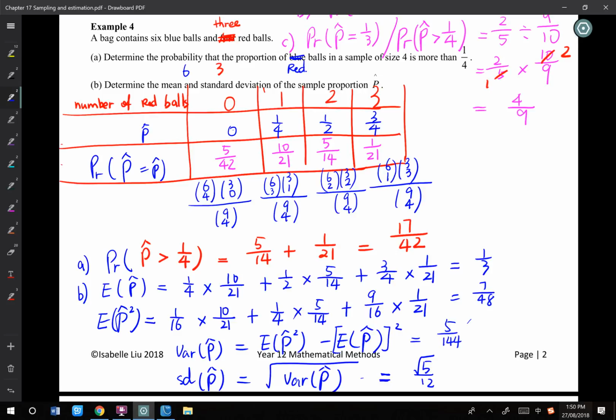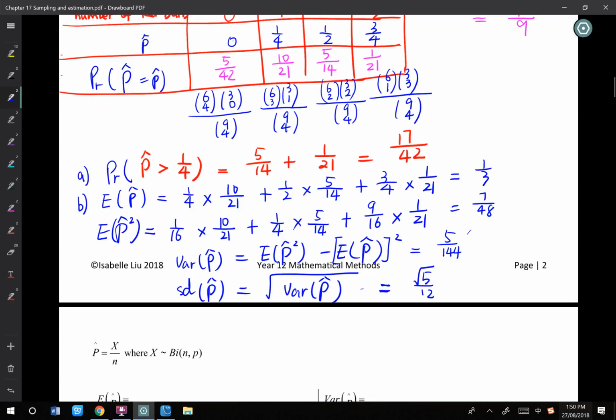And then I use the calculator to put that in. With nCr, I have 5 over 42, 10 over 21, 5 over 14, and 1 over 21. So that's the probability of getting that p hat.